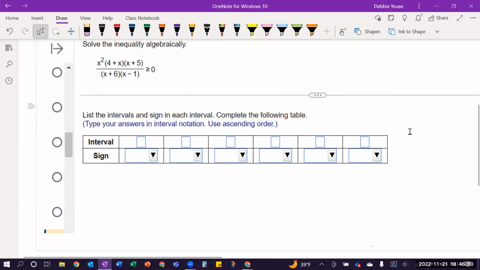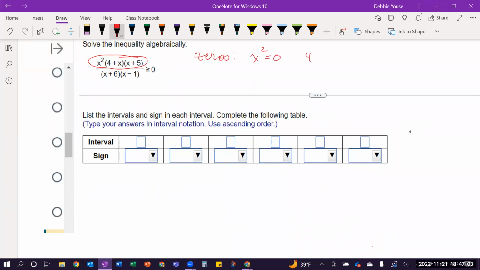And so if I want to look at this in two ways, I can find the zeros by setting x squared equal to 0, 4 plus x equal to 0, and x plus 5 equal to 0. If I solve each of those, the first one, I get x equals 0, taking the square root of each side. The second one, I get x equals -4 by subtracting 4. And the next one, I get -5. So that gives me 3 x values, okay?